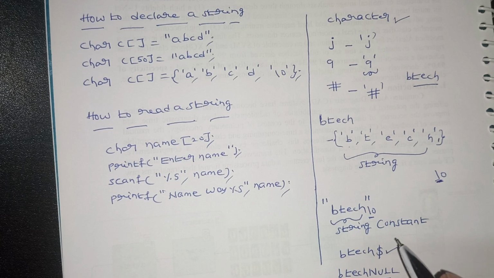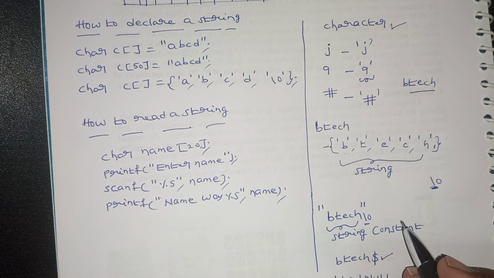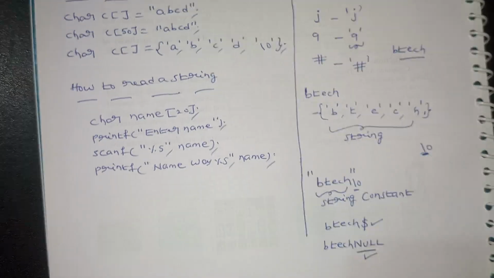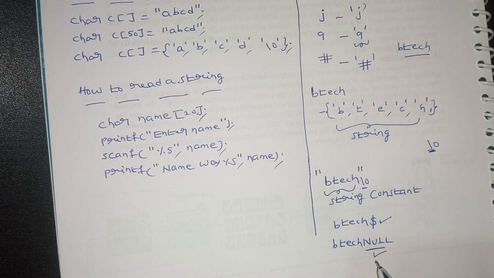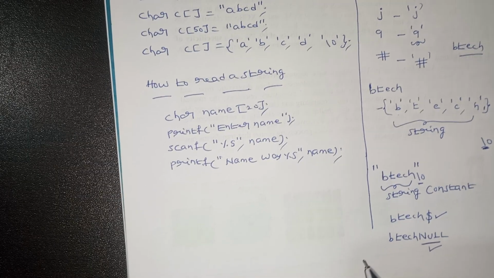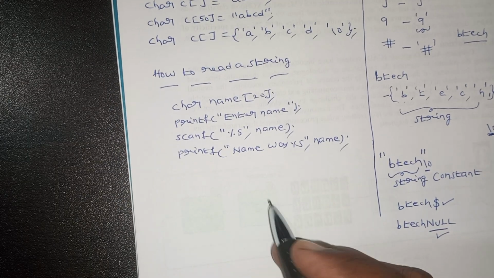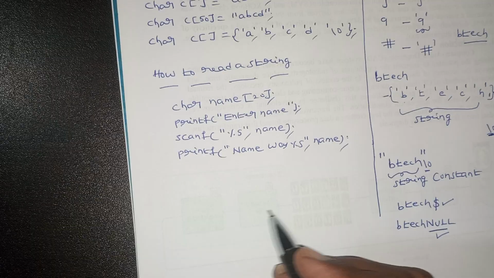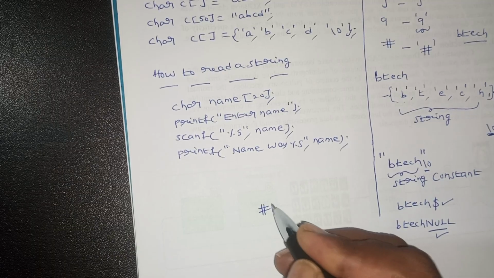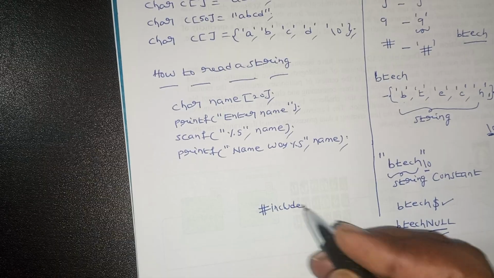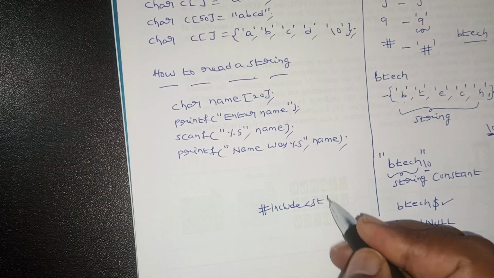For example, your name is a string. Why? Because it is a collection of characters. That is what a string is. So what is the library you have to include? Already I told. For example, if you are performing printf and scanf, what is the library I am going to include? Hash include stdio.h.